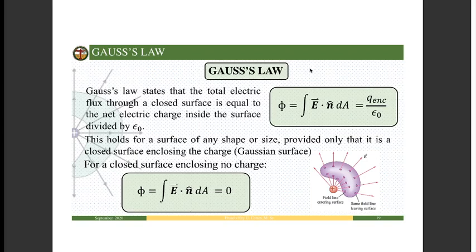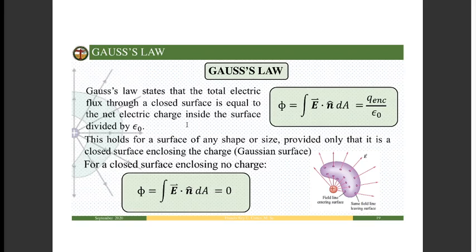Now, the closed surface in Gauss's law is actually called the Gaussian surface. So Gaussian surfaces are just imaginary surfaces wherein you will find the electric flux for that specific surface, depending on you. Okay, so any shape or any size, as long as it is a closed surface. A Gaussian surface is a closed surface.